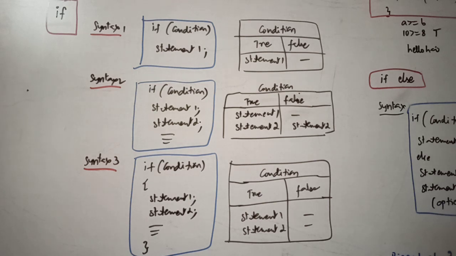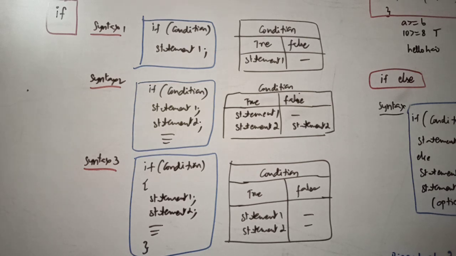Syntax 2: if condition followed by 2 or more number of statements. Syntax 3: if condition, all the statements are placed within braces. You observe the difference between syntax 1, syntax 2 and syntax 3. Syntax 1 is one statement, syntax 2, 2 or more number of statements, syntax 3, all the statements placed within braces. Now how syntax 1 works, check it out. Condition true, statement 1 will be executed. If the condition is false, dash means no statement will be executed. That is to be observed.